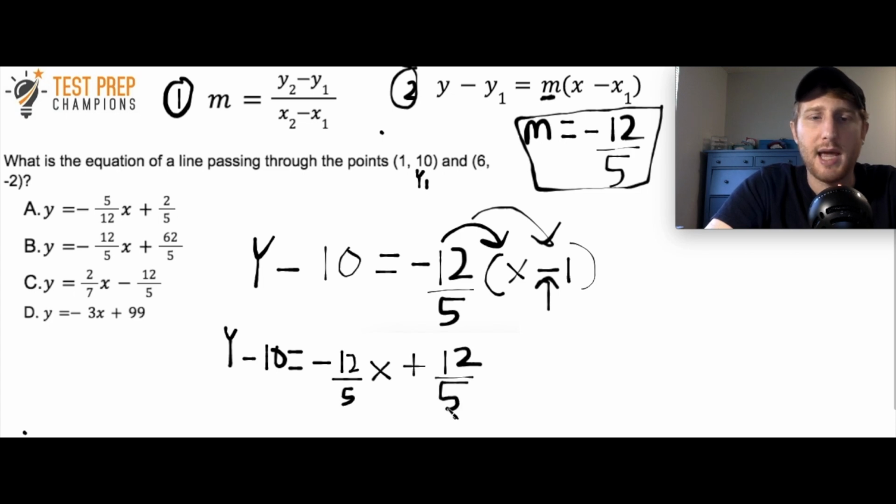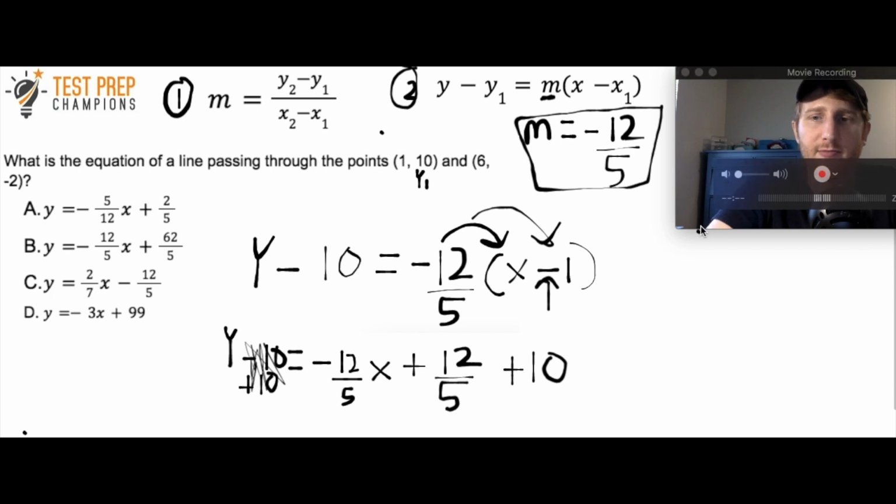Okay, so now let me add the 10 to both sides. So I have y minus 10. And if I add 10, the 10s will cancel out on the left-hand side of our equation, leaving us with just y. But whatever I do to one side, I also have to do to the other. So now we have y equals -12 over 5x plus 12 over 5 plus 10. All right, so this is just a matter of adding like terms. In other words, the two numbers here that don't have an x next to them, I'm going to add these up. So I want to do 12 over 5 plus 10.